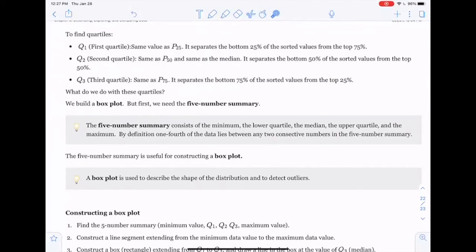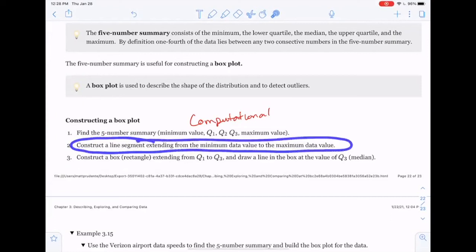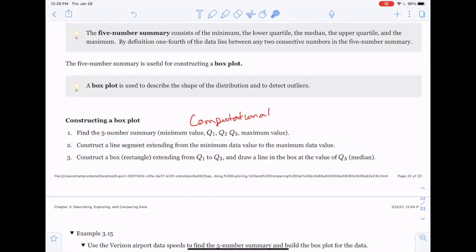So how do we construct a box plot? I like to think of constructing a box plot as really having 3 discrete steps. The first one is we have to find the 5-number summary. We have to find the minimum, Q1, Q2, Q3, and the maximum. These are all computational questions. The second step is we want to construct a line segment on a horizontal axis that extends from our minimum data value to our maximum data value.